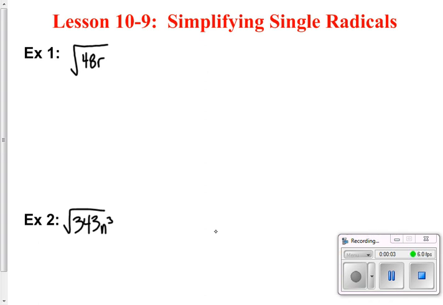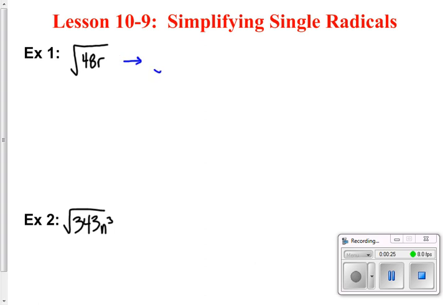Lesson 10.9, simplifying single radicals. Basically, it's just an extension from yesterday's 10.8. The only difference today is that you're probably not going to be dealing with perfect squares, so you'll want to do the prime factorization inside of each of your square roots. I'm going to start off with example 1 and do our prime factorization.